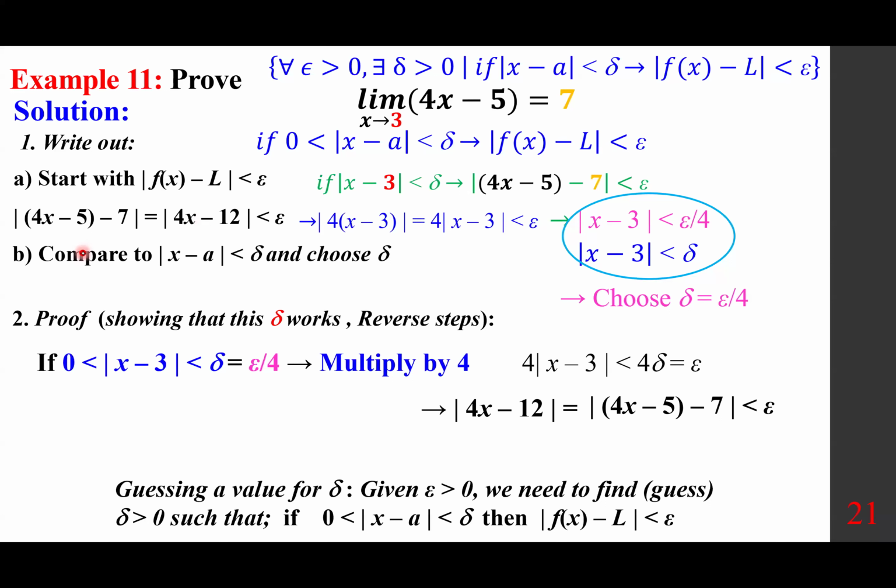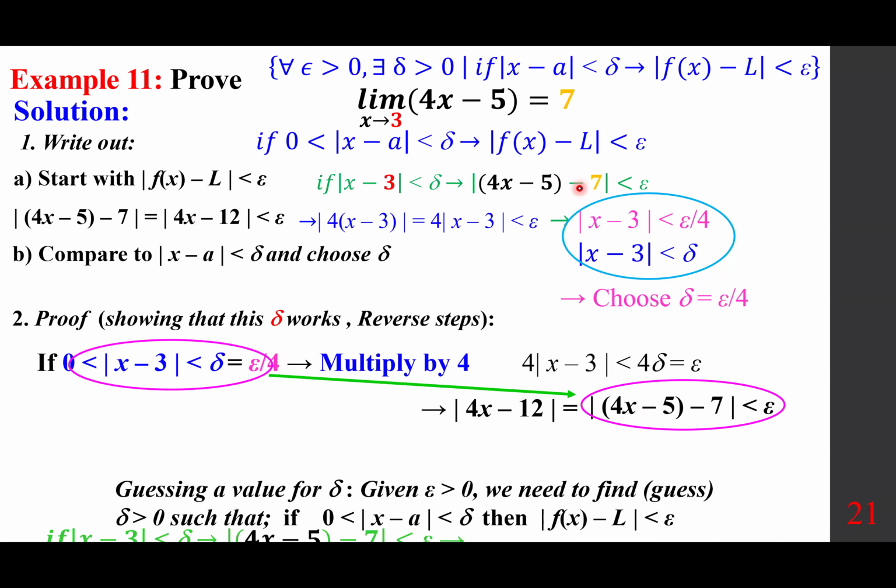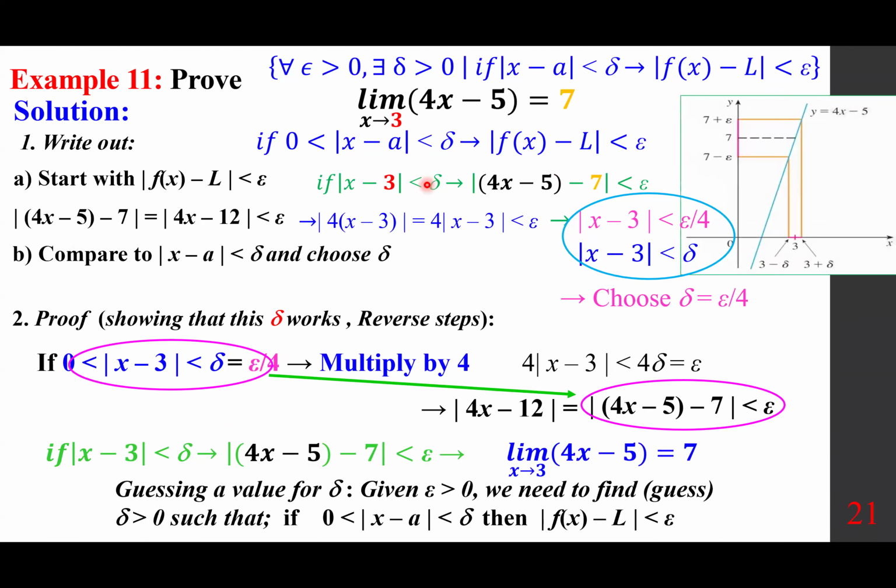And that, from here to here, indicates that we got the entire thing here, or this one, if you will. So if absolute value of x minus 3 is less than delta, absolute value of 4x minus 5 minus 7 is less than epsilon. That's the original one that we have. And that shows the limit of 4x minus 5 as x approaches 3 is 7.